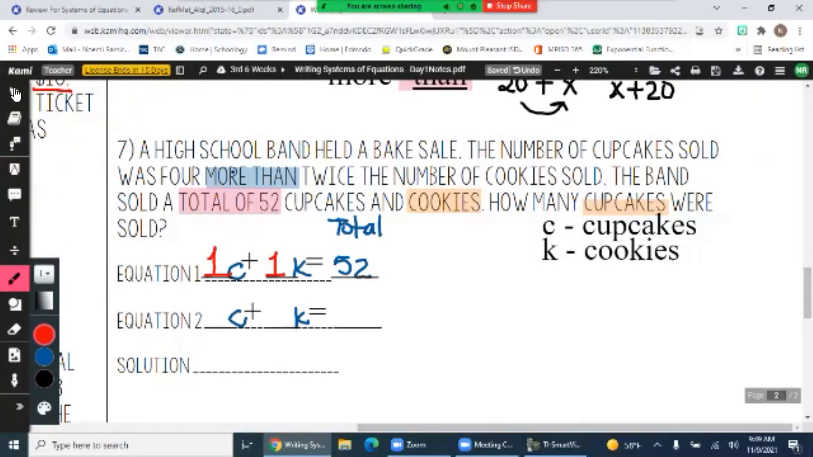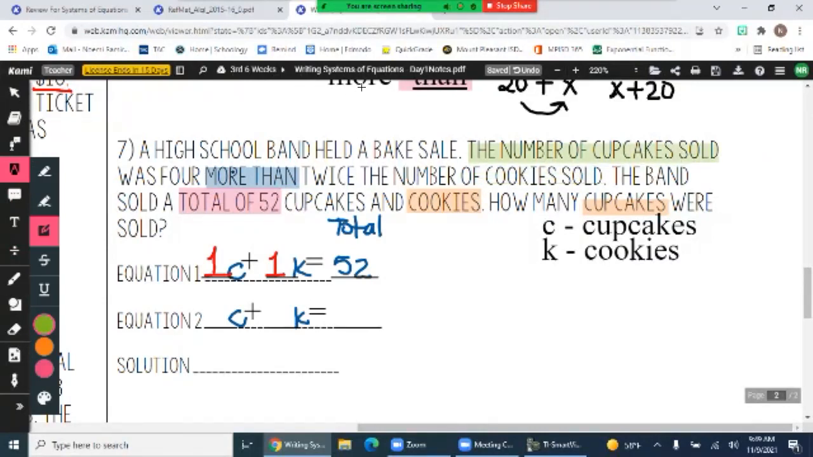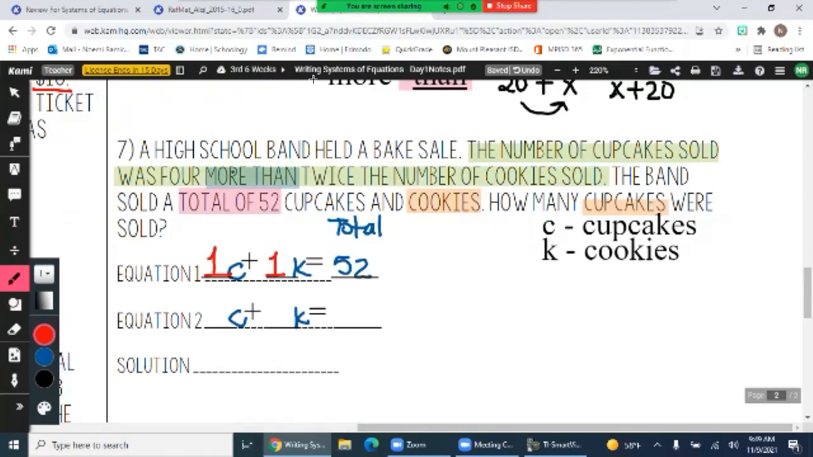Now, this second sentence I'm going to try to highlight in green. This second sentence is something that we're actually going to have to translate. And when I translate these sentences, I like to write the things right above it. The number of cupcakes, cupcakes is C, sold means equals. 4, I'm going to write the number 4, more than is plus, twice, 2 times something, the number of cookies. So C equals 4 more than twice the number of cookies.